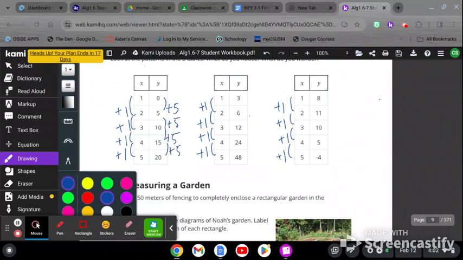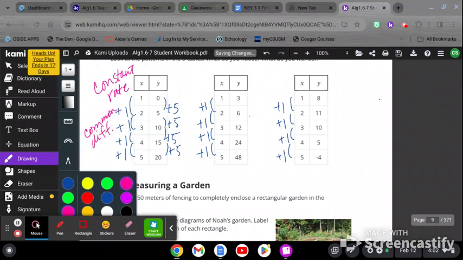Do you remember all the vocabulary that we attached with repeatedly adding 5? You got it. It's called a constant rate. We also called that a common difference. When we're describing a pattern, we called that arithmetic. And when we're describing a function, we called that linear. So we want to throw all that vocabulary down for each of the patterns as we're noticing it.